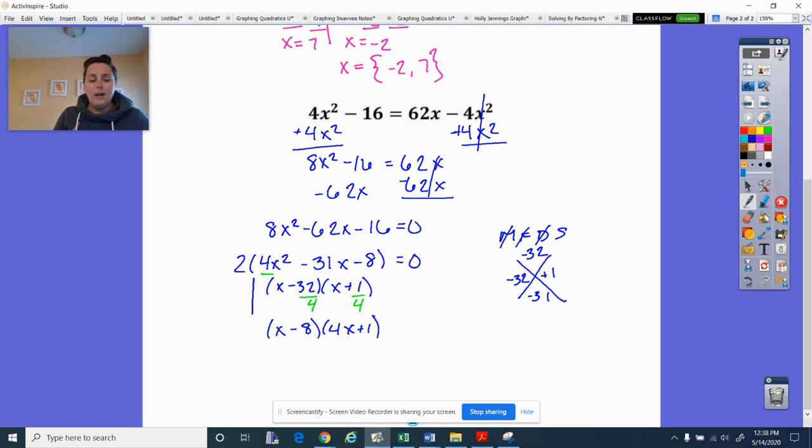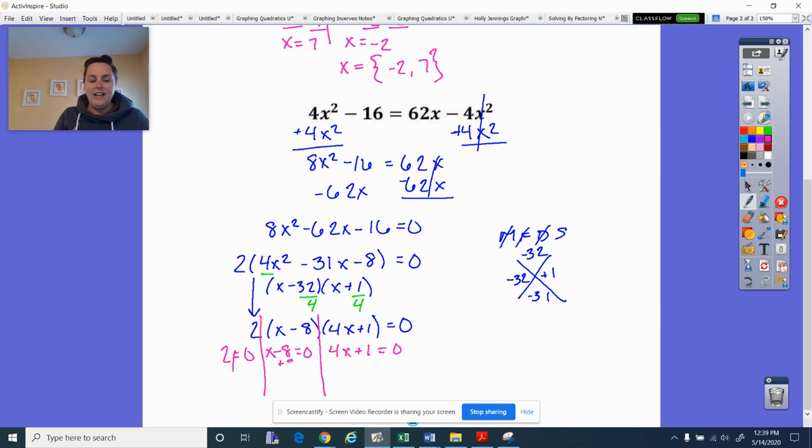I'm going to drop this 2 down because now my quadratic is factored completely, and now we need to set each factor equal to 0. And here, can 2 equal 0? No, there's no x. We don't need to set that one equal to 0, but you can. Just make sure you put the line through it. 2 does not equal 0. x minus 8 equals 0. 4x plus 1 equals 0.